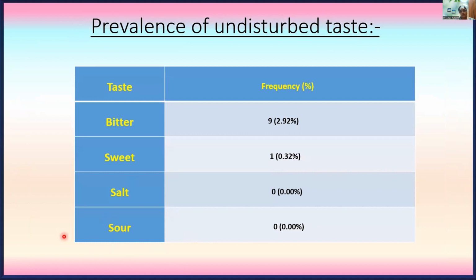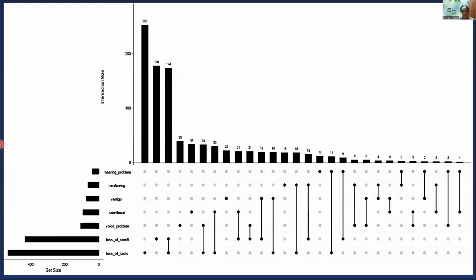The prevalence of undisturbed taste was 2% in case of bitter and 1% in case of sweet. So it was observed that the patients who had disturbed taste sensation with salt and sour still had preserved taste sensation with respect to bitter and sweet taste. So this was our overall picture of various symptoms.